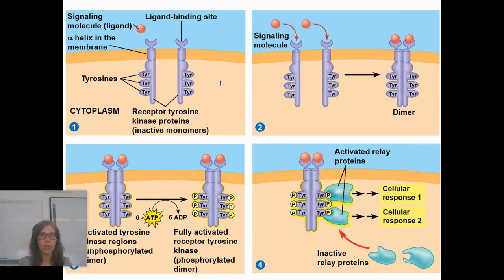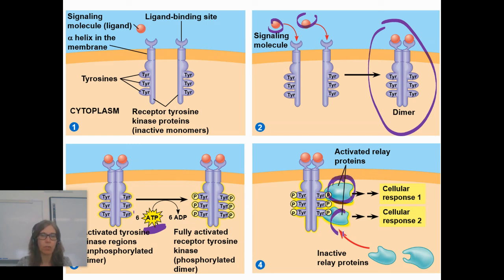So here's the whole thing. This is when it's inactive. They are apart. Once you get two signaling molecules, the two proteins come together to make one larger protein, and it gets activated. And then you phosphorylate, use ATP to phosphorylate each of these tyrosines. And then the kinase part is that you're phosphorylating other proteins. So these are going to get the phosphate groups and go on to catalyze some other reaction.